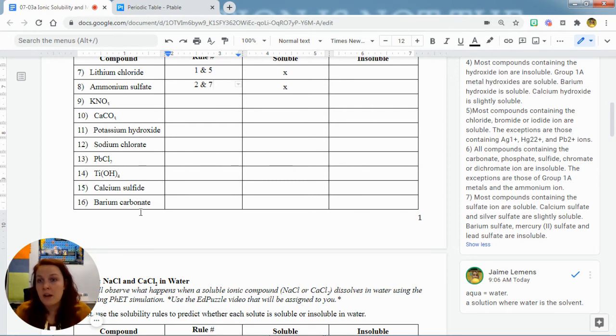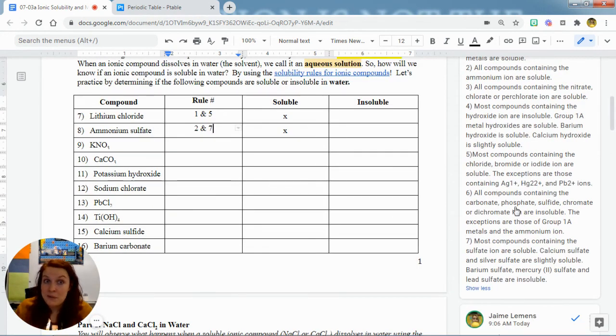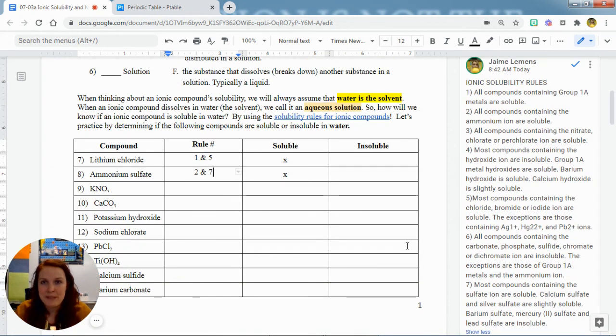So for these other compounds, you should probably write down the names of these compounds because you can see that we use the names here in the rules. But otherwise, that's how you use the solubility rules. You don't have to memorize them. You just need to know how to apply them.